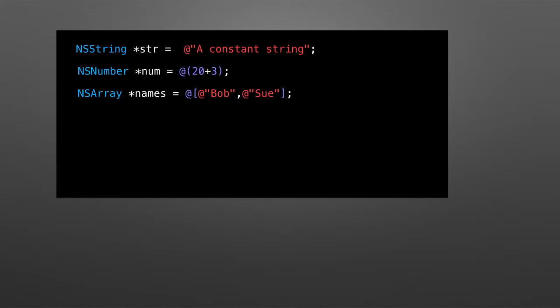An NSArray you can create with @ and a square bracket. In this case, the objects in the array are the constant string Bob and the constant string Sue. The array can be accessed. The object of type NSString can be extracted from the array using the bracket notation, and this would be index 0, which would actually be Bob.